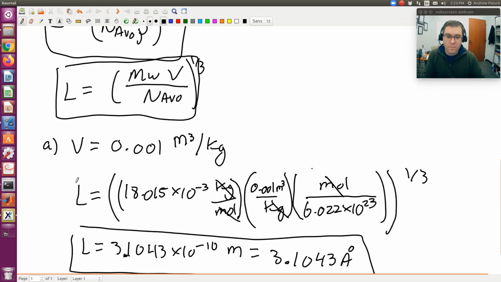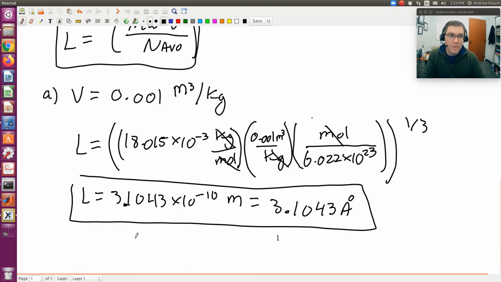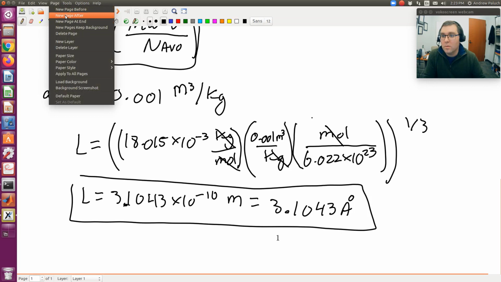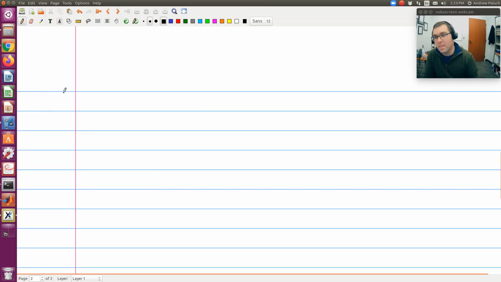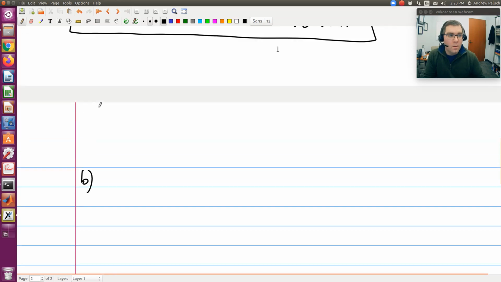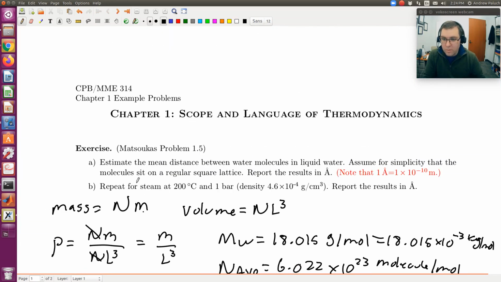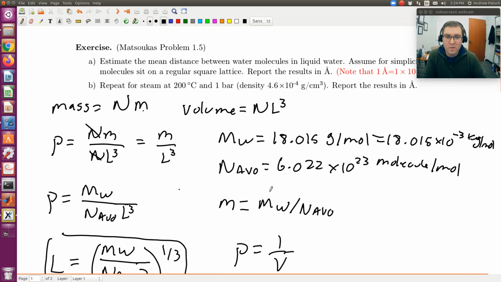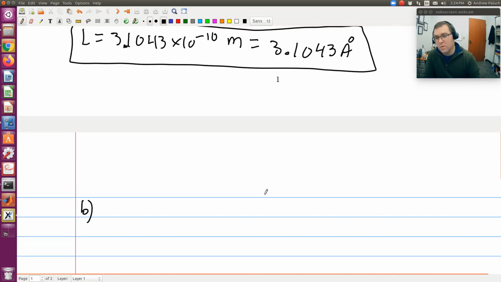Okay, cool. So the distance between our molecules in liquid water we estimate to be 3.1 angstroms. Now in part B, we're told to repeat for steam at 200 degrees C and 1 bar, where the density is 4.6 times 10 to the negative 4 grams per centimeter cubed.